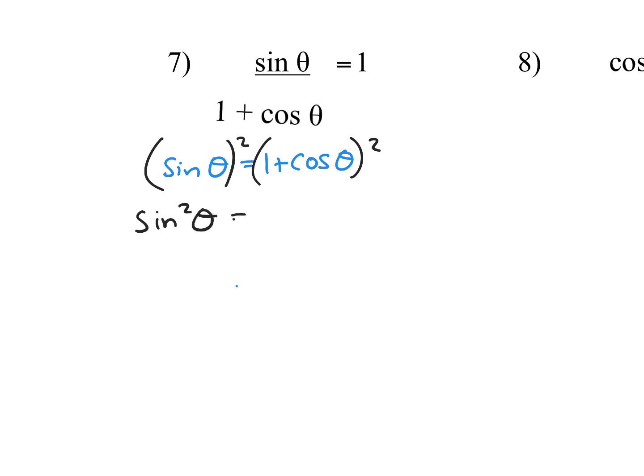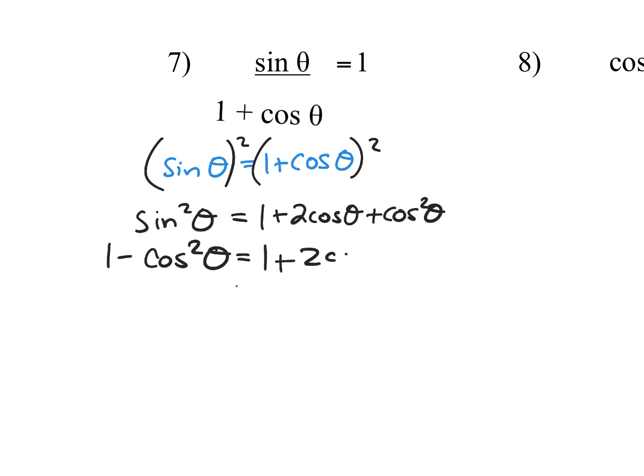So I'm going to have sine squared theta on the left, and on the right, I'm going to have 1 plus 2 cosine theta plus cosine squared theta. And the reason I like that, this allows me to rewrite things using our Pythagorean identities. I can get everything in terms of cosine. So I can rewrite sine squared theta as 1 minus cosine squared theta. And I'm going to just rewrite everything else we have here.